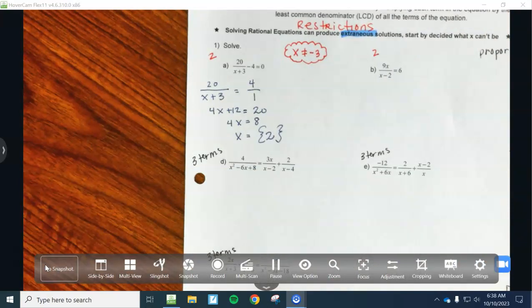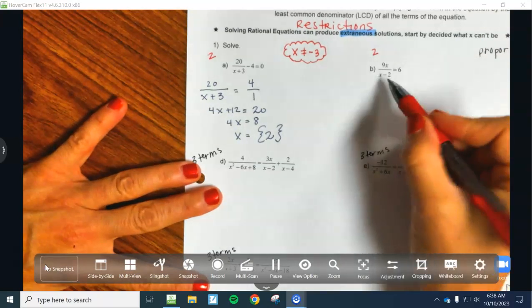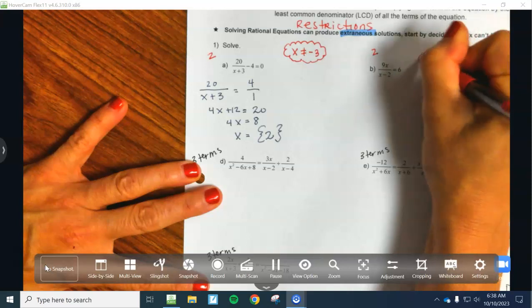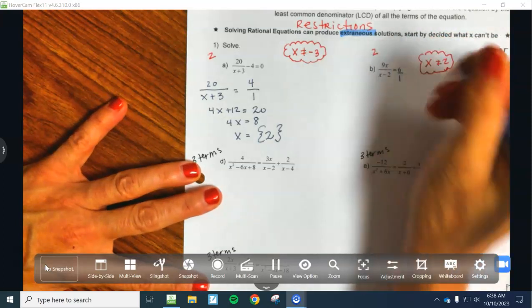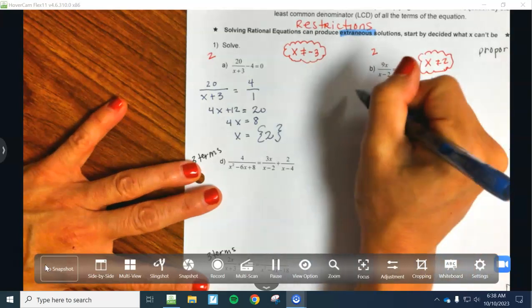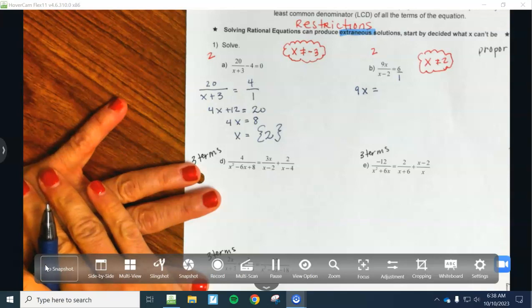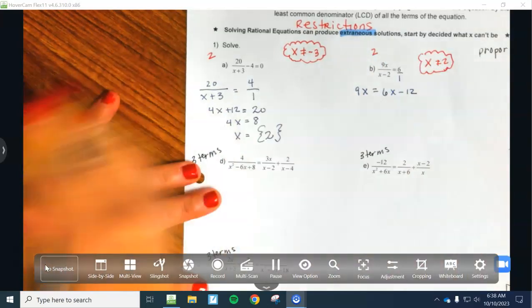All right, let's take a look at letter B. Letter B is set up perfectly. I don't have to move anything. But what I do need to remind myself is that x cannot equal 2. All right, here we go. We're going to do this whole crisscross butterfly method. We're going to do 9x times 1, which of course is 9x. The 6 is going to get distributed to the x and the -2. So this is going to be 6x minus 12.